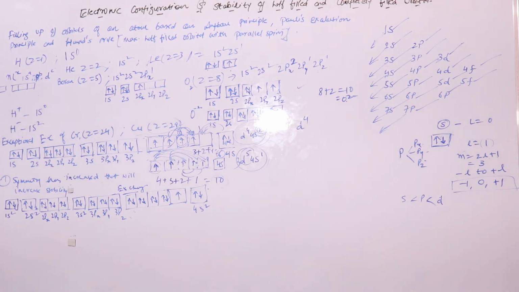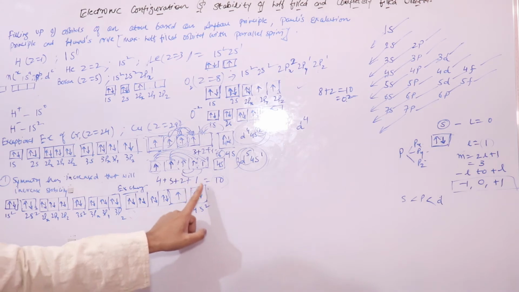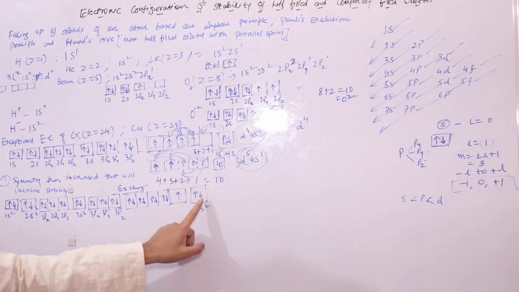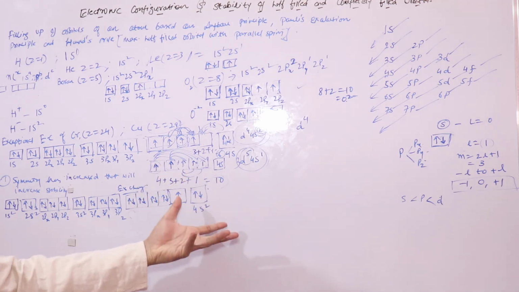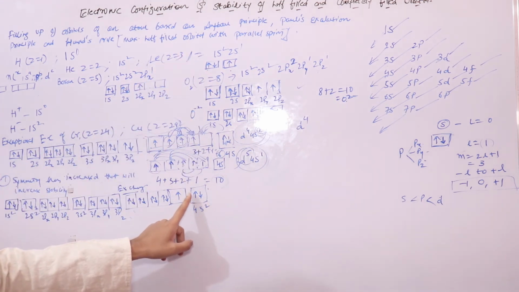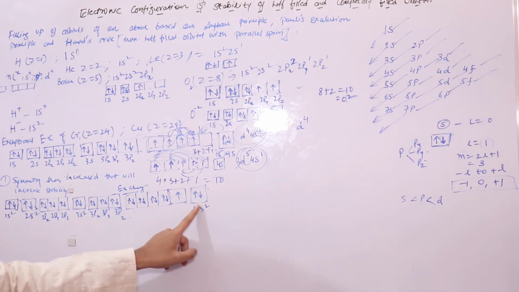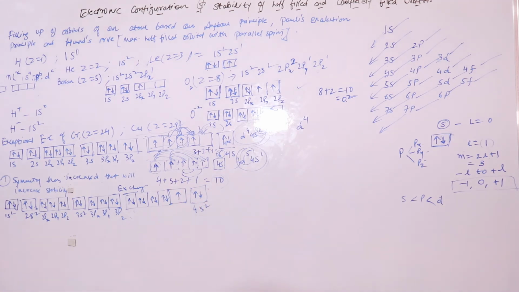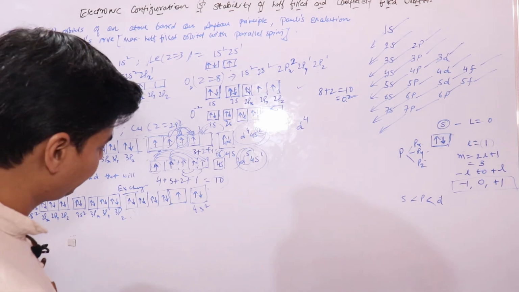Because Aufbau's rule says that electrons should be filled in increasing order of their energies, right? The last electron will go to the orbital of highest energy. But here we are doing the reverse of Aufbau's principle. We are transferring an electron from an orbital of higher energy to an orbital of lower energy, and we are saying that this adds to the stability, right?